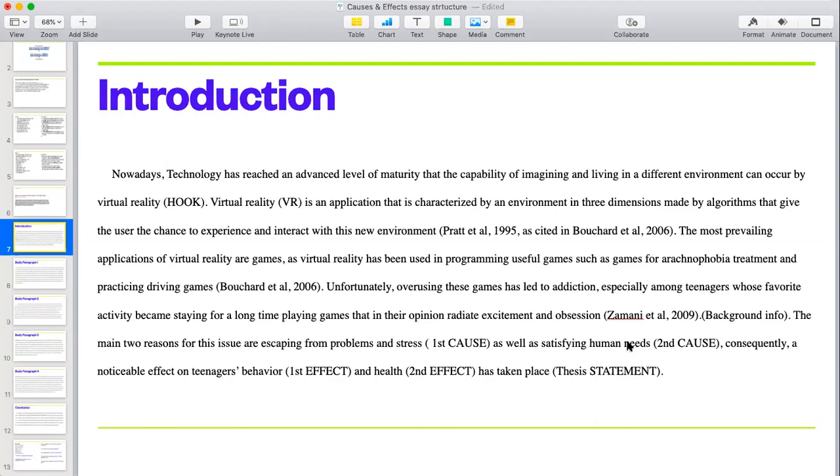Who else has any questions related to this essay, the structure, the organization, anything? No one? It's clear?